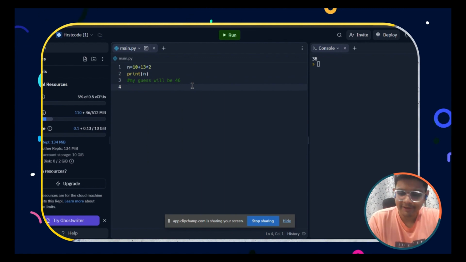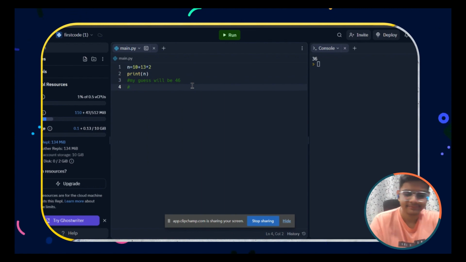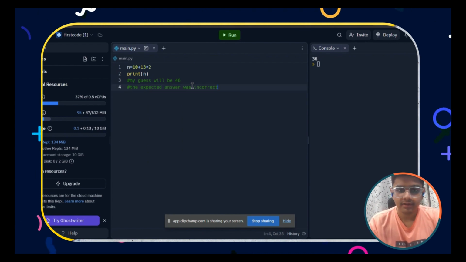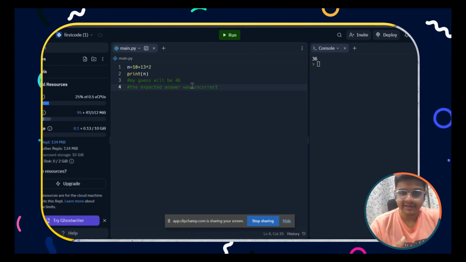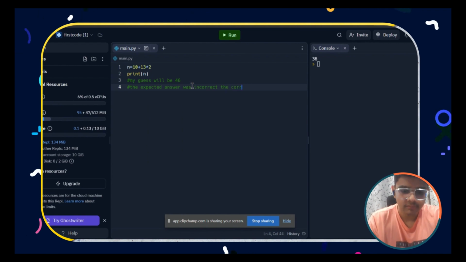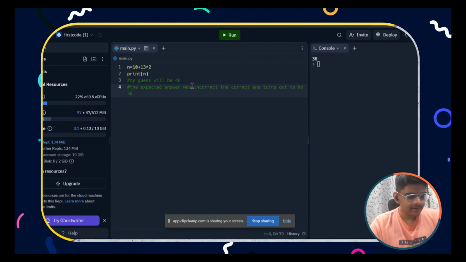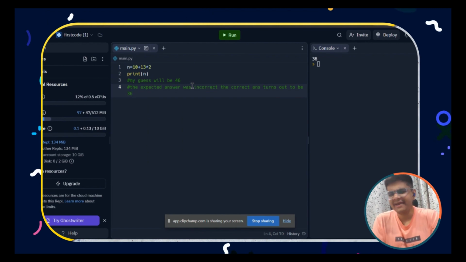So I will write one more comment for my wrong assumption. The expected answer was incorrect. Obviously, it was incorrect. Why am I writing it? Because I'm not making separate notes, that's why I'm writing. The correct answer turns out to be 36. And why does it turn out to be 36?